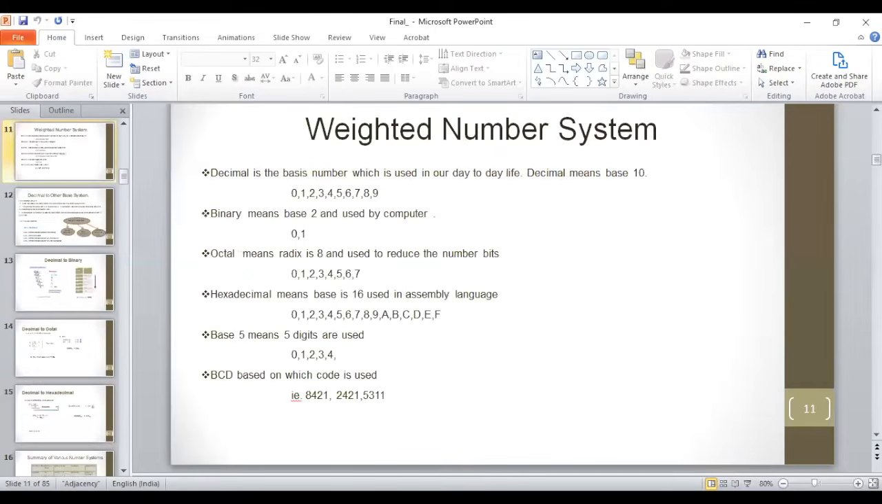So weighted number systems: in decimal we are having 0 to 9, in binary we have 0 to 1, in octal we are having 0 to 7, in hexadecimal we are having 0 to 9 and then A, B, C, D, E, F. Base 5 is 0 to 4, and there is 8421 code and other values. BCD code, binary coded decimal, you can understand, right? So we do not need to solve binary coded decimal by division. You will see what I want to convey.